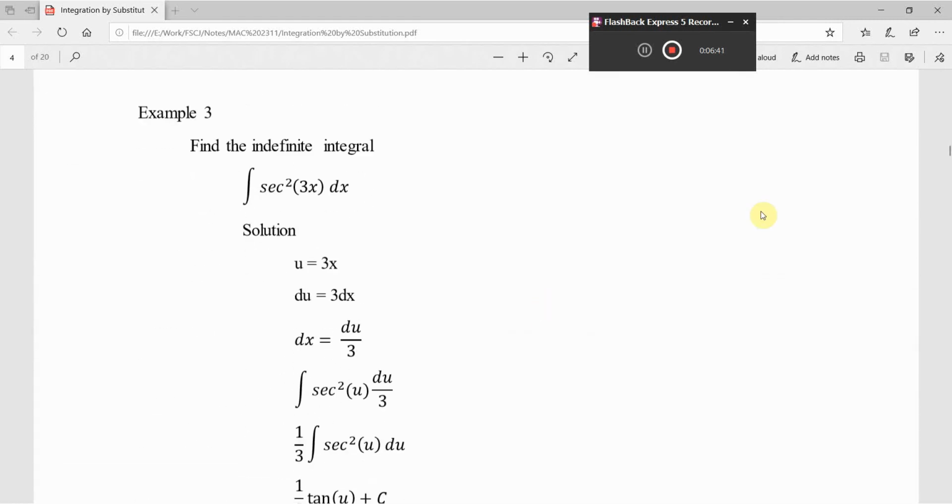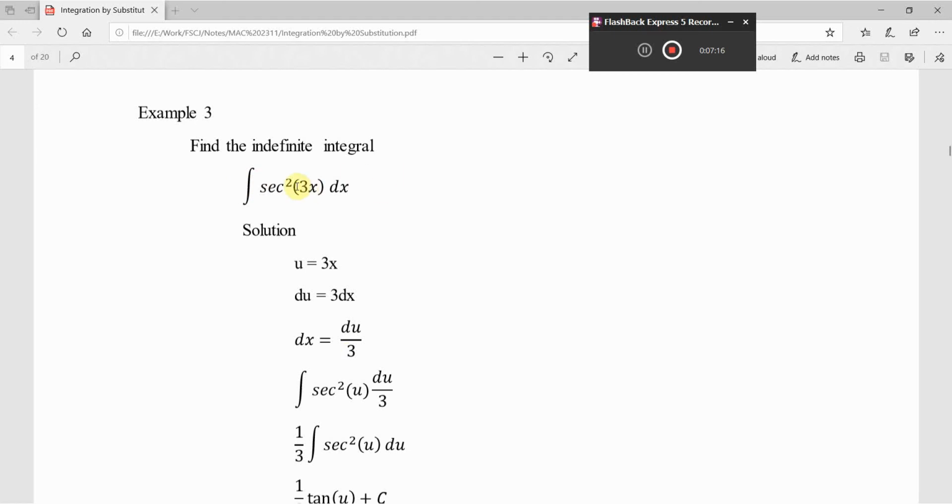Okay, let's take a look at example 3. Find the indefinite integral. So we have the integral of secant squared of 3x dx. Alright, my solution here, well, u is equal to 3x. That's the stuff that's inside my grouping. du is equal to 3 times dx. That's the derivative of my u equation. Solving this equation for dx, that gives me dx is equal to du over 3.